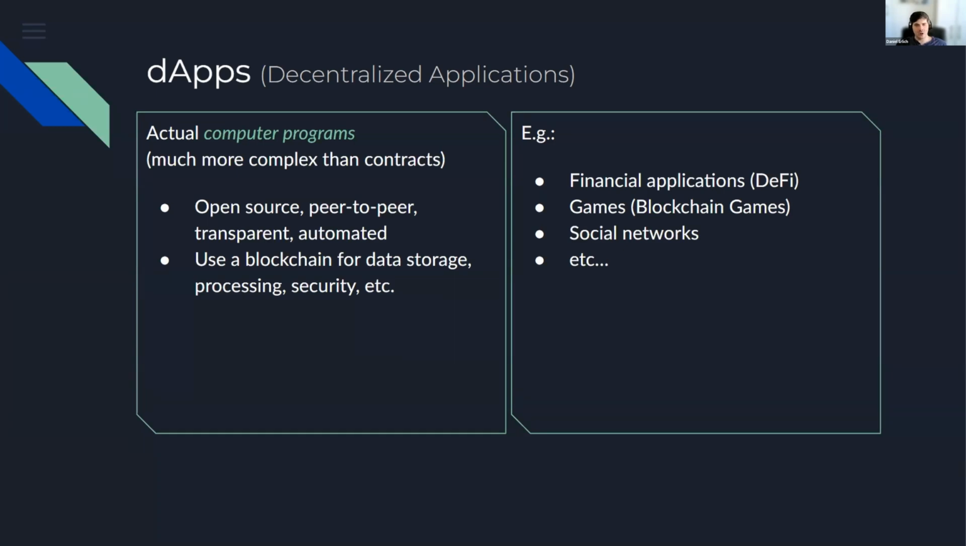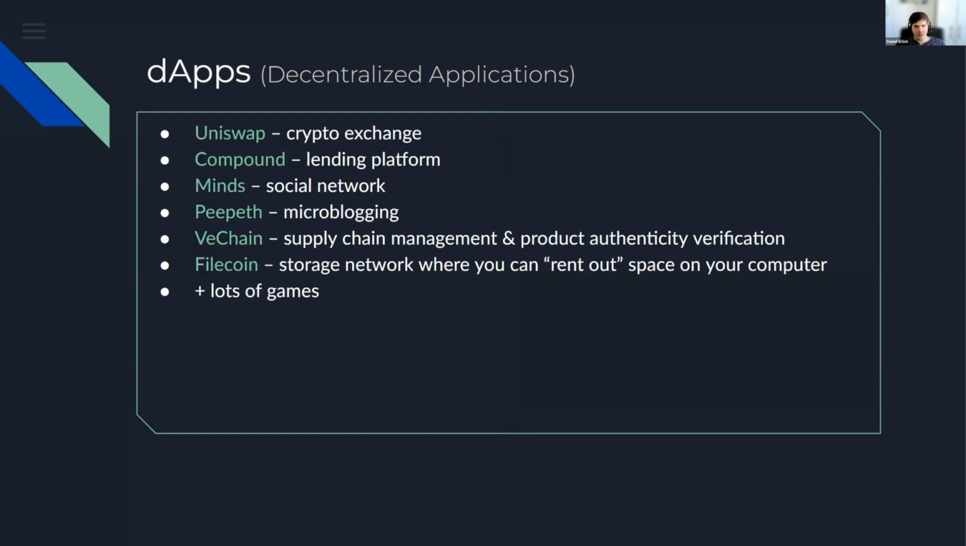And again, they are open source, peer-to-peer, transparent, and automated, and they use the blockchain for RAM, for CPU, for everything. You're not running that on your computer, you're running that on the network. Some examples include financial applications such as DeFi, games, social networks. And here are some specific examples. These 6 programs are examples of dApps.